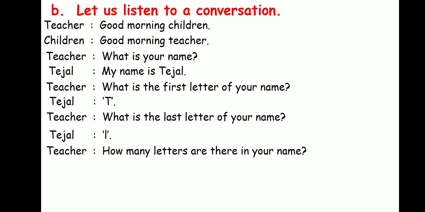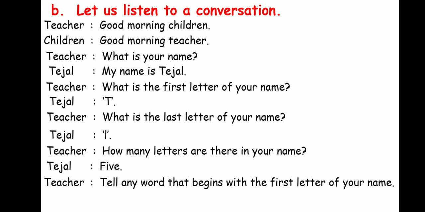Teacher says, "How many letters are there in your name?" So Tejal counts the letters in her name and she says, 5. Teacher says, "Tell any word that begins with the first letter of your name." So Tejal replies, tiger. That means she had to say one word that begins with the first letter of her name, and her name begins with T. So Tejal said tiger. So this is an example for you.